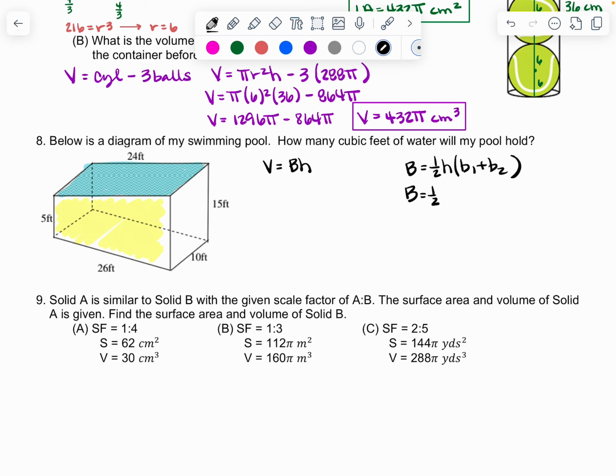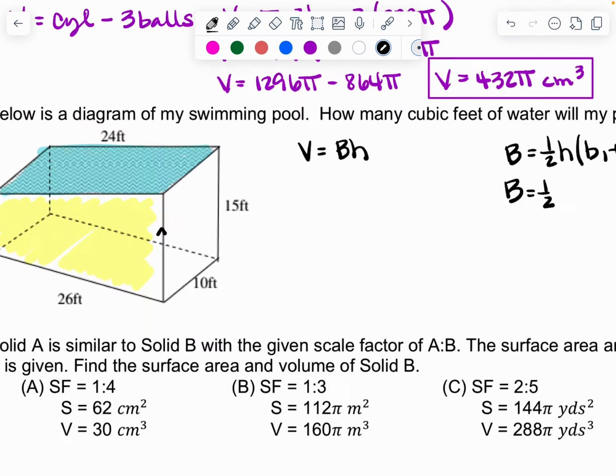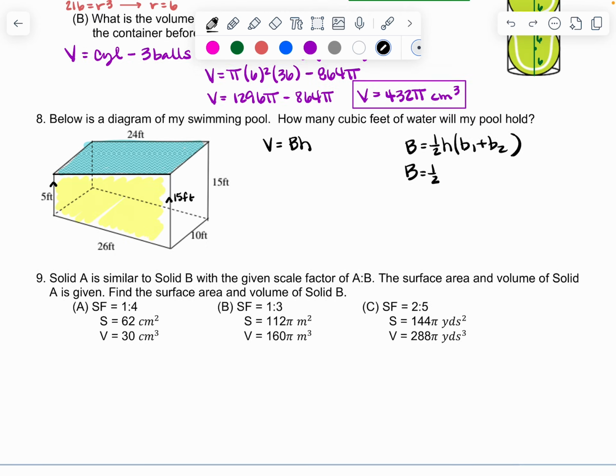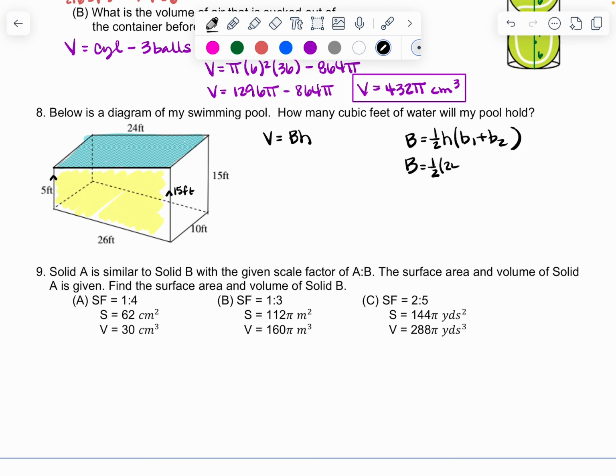Now the height of the trapezoid is the distance between the two parallel bases, right? The 5 feet and this 15, that does say 15, yeah, sorry. The 5 feet and the 15 feet, those are the parallel bases. So this guy right here is the height of our trapezoid, which is the 24. Right, so just be really careful that you're picking the right numbers. The height of the trapezoid is 24, and then the two bases are the 5 and the 15.